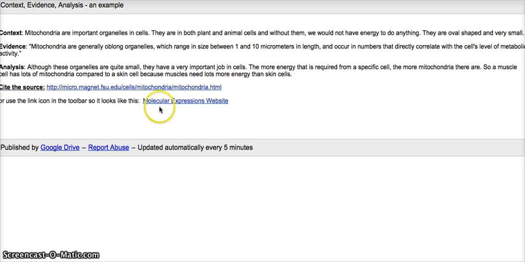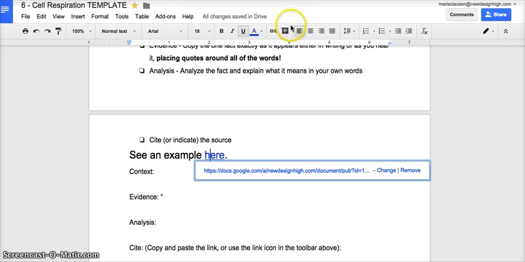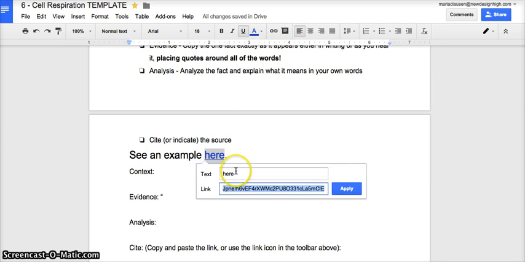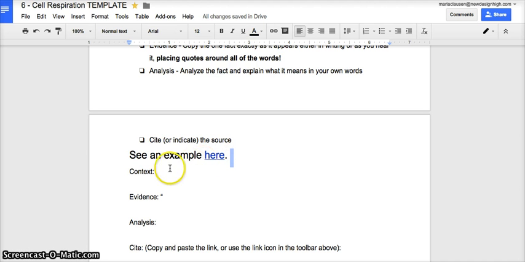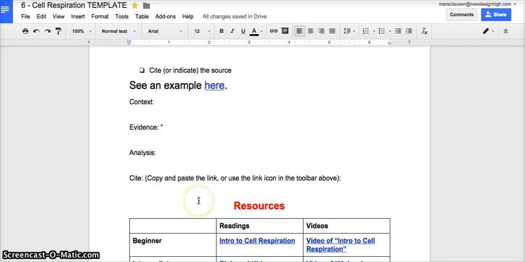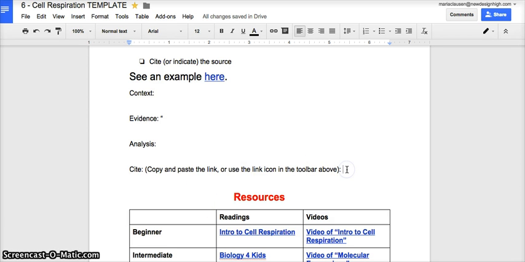You can also use the icon and make it look like that. It looks a lot nicer. The icon is located right here, and you just insert a link, and it tells you what the text is and what the link is. That's how you do that. So you're going to do that here. You're going to put context, evidence in a quote, and analysis, and then you're going to put the citation here.